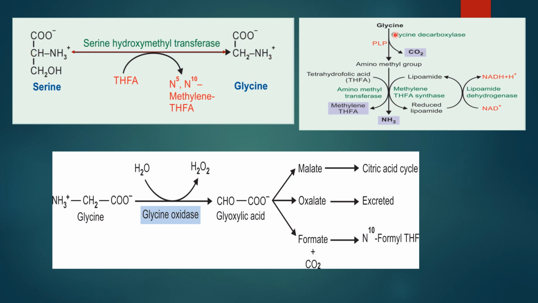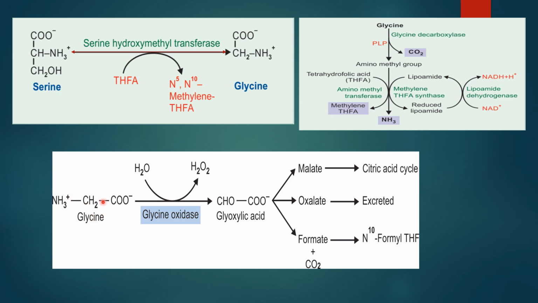The second is how glycine is converted to carbon dioxide and ammonia. The glycine decarboxylase enzyme removes the carbon dioxide. Then, from the aminomethyl group, the ammonia is released by the enzyme aminomethyl transferase. And here there is a role of tetrahydrofolic acid, which acts as an acceptor of the methylene group. So this is how ammonia is lost, with complete loss of the glycine entity.